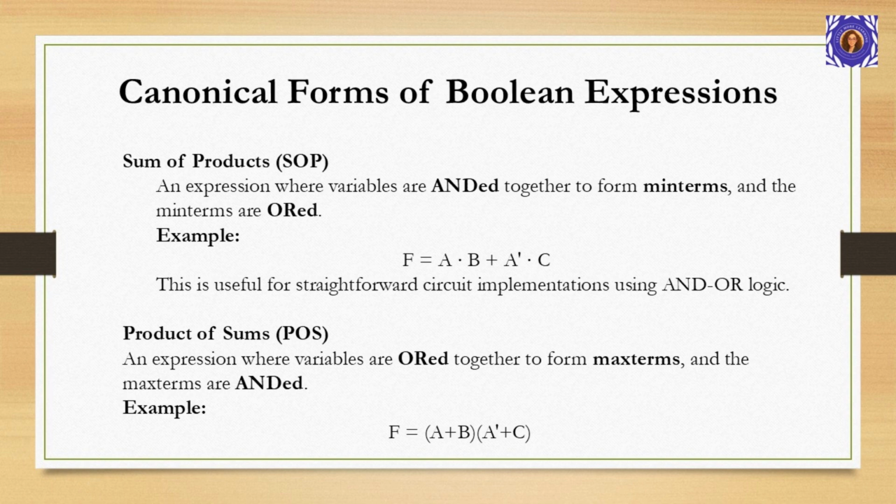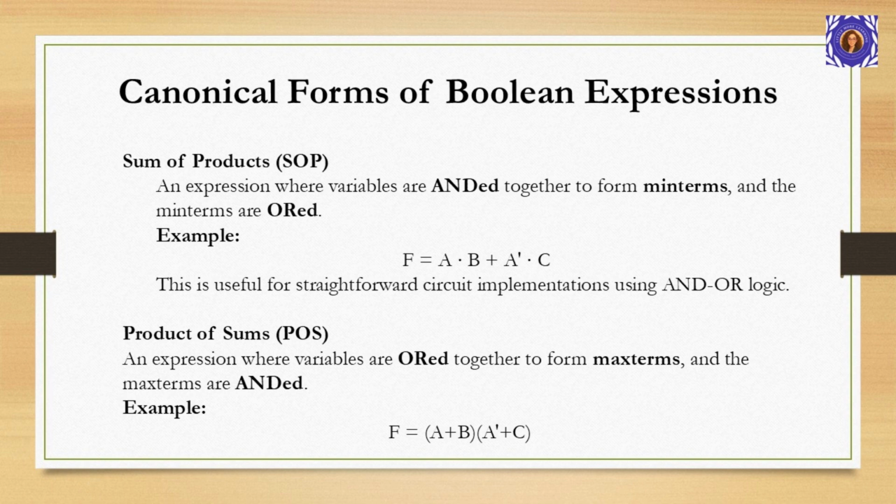When we design digital circuits, we often need standard forms for Boolean expressions. We have two main canonical forms. Sum of products, SOP. In sum of products form, we AND variables together to form what we call minterms, then OR these minterms together. For example, f equals A dot B plus A prime dot C. This form is particularly useful for straightforward circuit implementation using AND/OR logic gates.